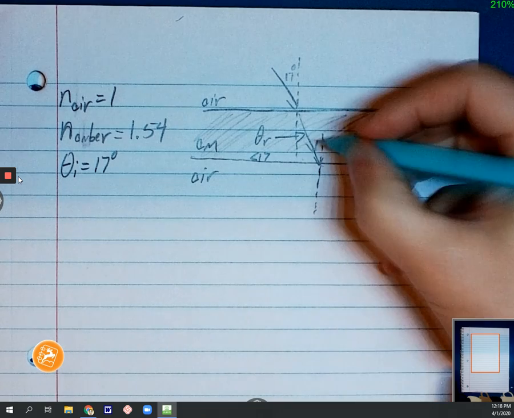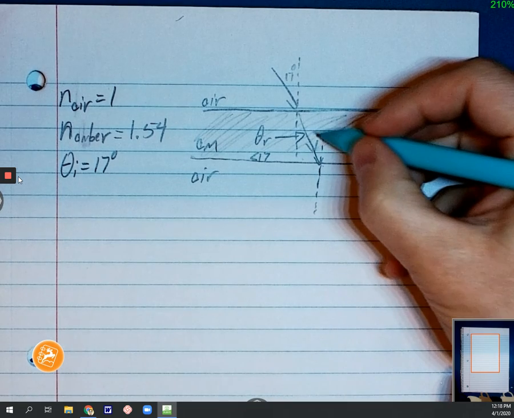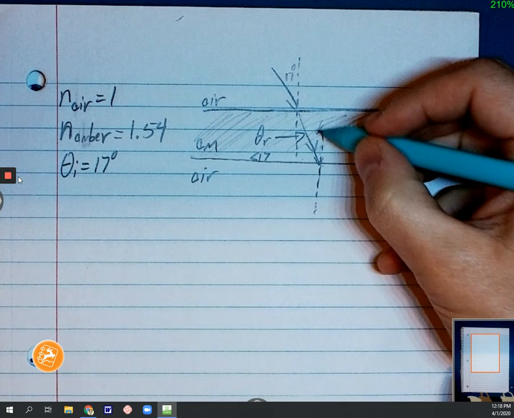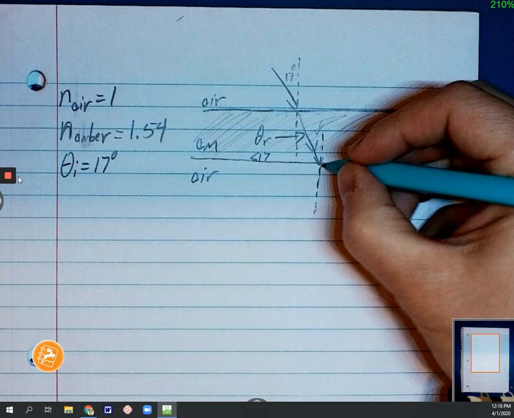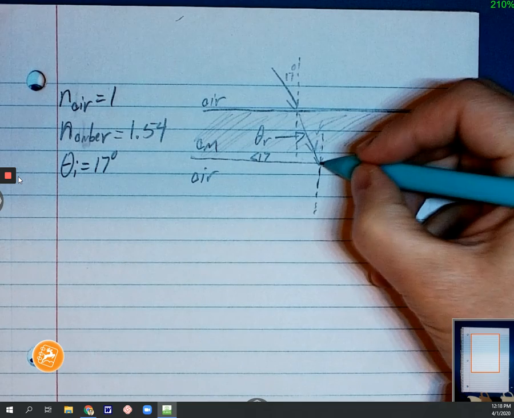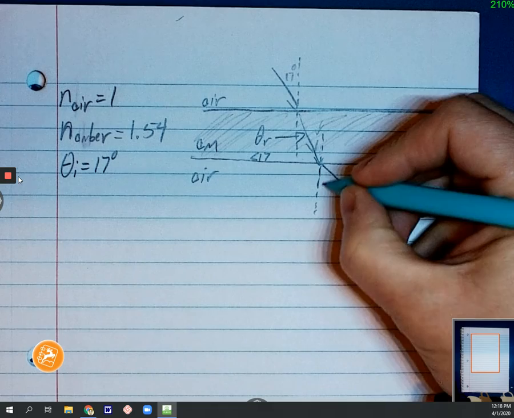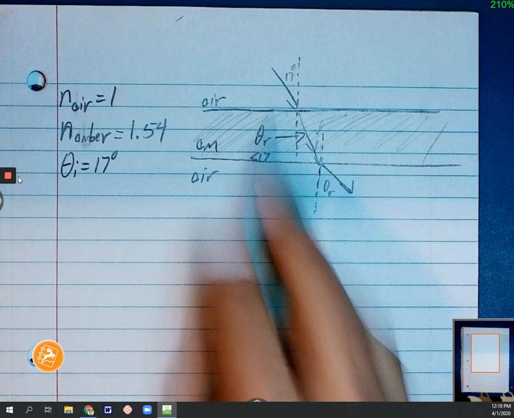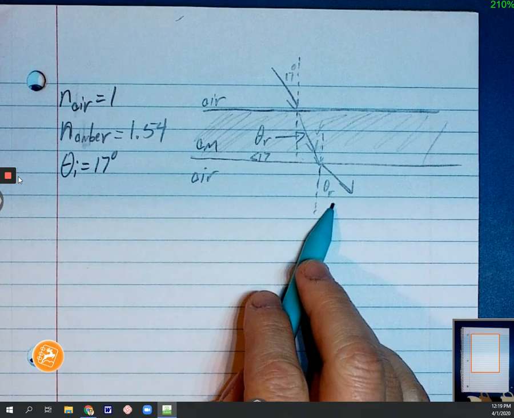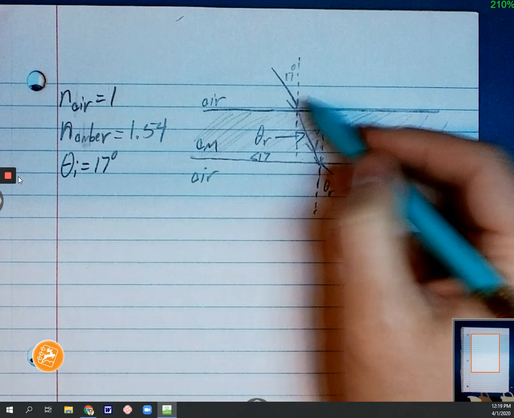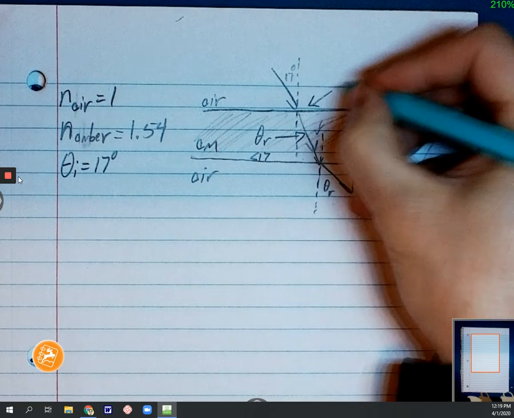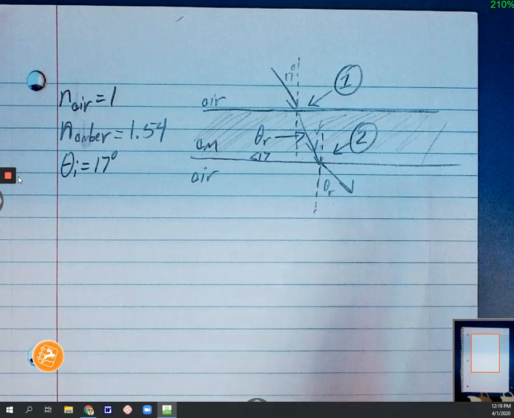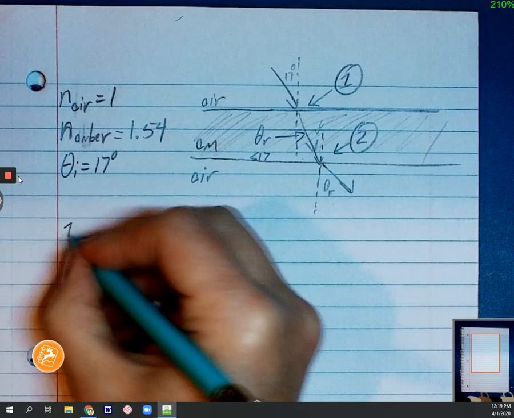So this angle here is going to be our new angle of incidence, and then we're going to have another angle of refraction right here. So we're going to have to actually take this as 2 separate problems. We're going to start with this first one. I'm going to call this first change right here refraction number 1. I'm going to call the second refraction right here refraction number 2. So we're going to start with number 1.